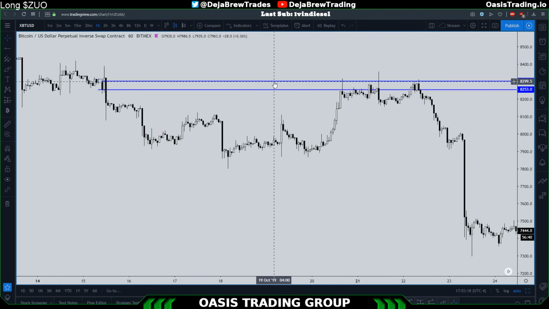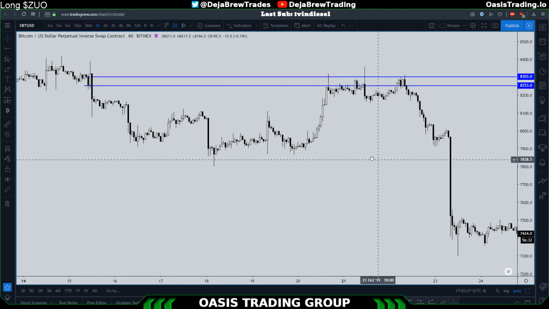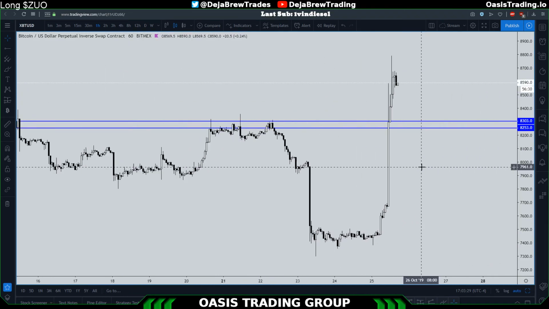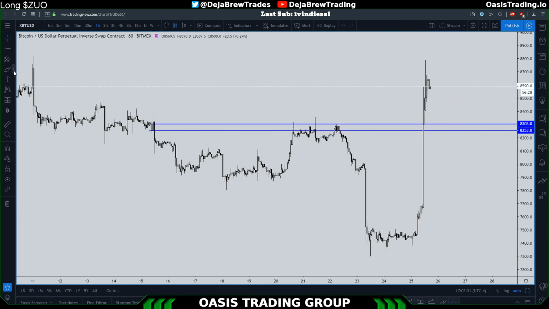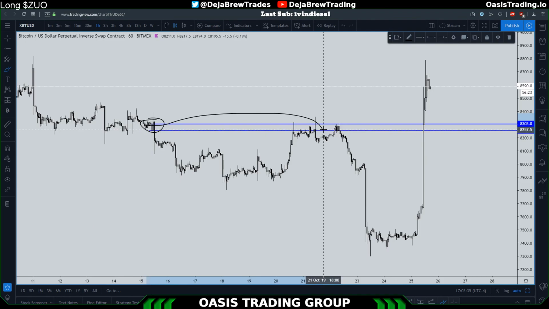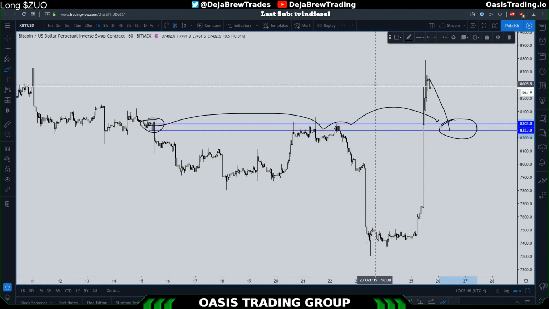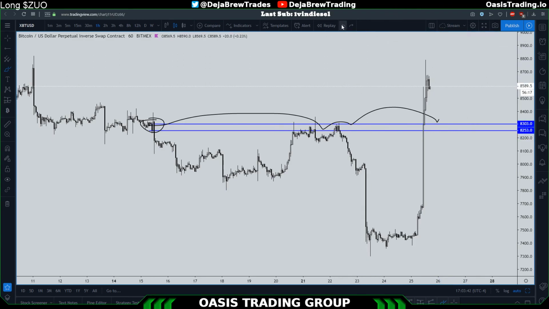So this system has a lot of leeway. You don't have to be exact. And that's why, like I said, a lot of people will just take zones because they don't really care to be exact. Now you can see how this little point of origin acted as a kind of SR flip here. So if we were to pull back, you could look for a support around that 8250 to 8300.